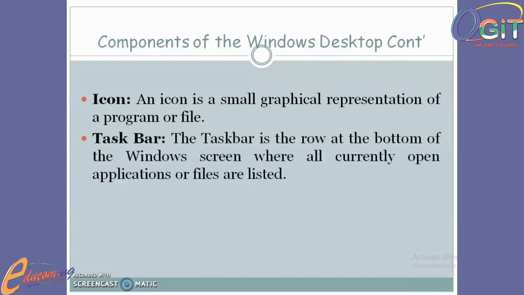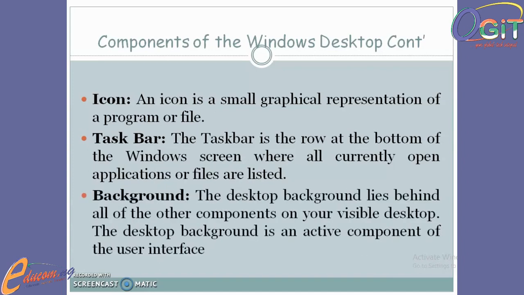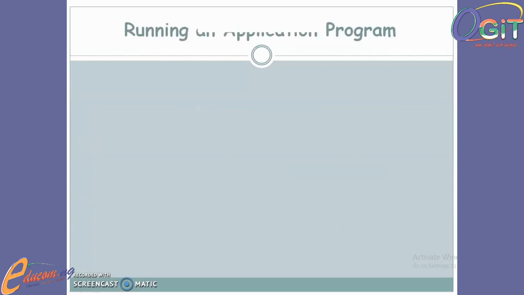As we saw earlier, a taskbar. The taskbar is the row at the bottom of the Windows screen where all currently open applications or files are listed. The background. The desktop background lies behind all of the other components on your visible desktop. The desktop background is an active component of the user interface.